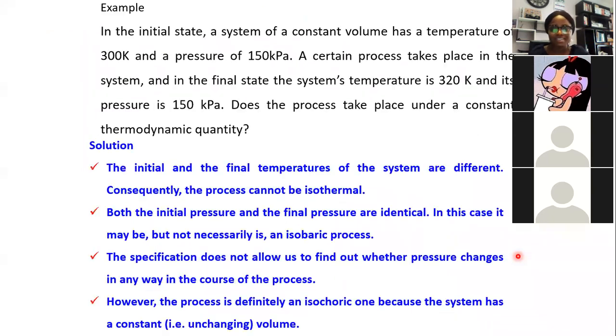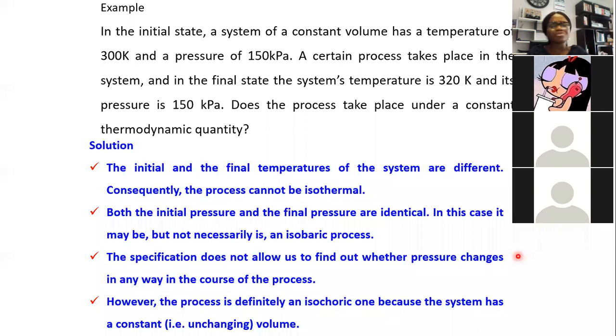it's an eyesore for somebody in science to not know what an isothermal process is. Okay, so example: in the initial state, a system of a constant volume has a temperature of 300 Kelvin and a pressure of 150 kilopascal. A certain process takes place in the system, and in the final state, the system's temperature is 320 Kelvin and its pressure is 150 kilopascal. Does the process take place under a constant thermodynamic quantity?